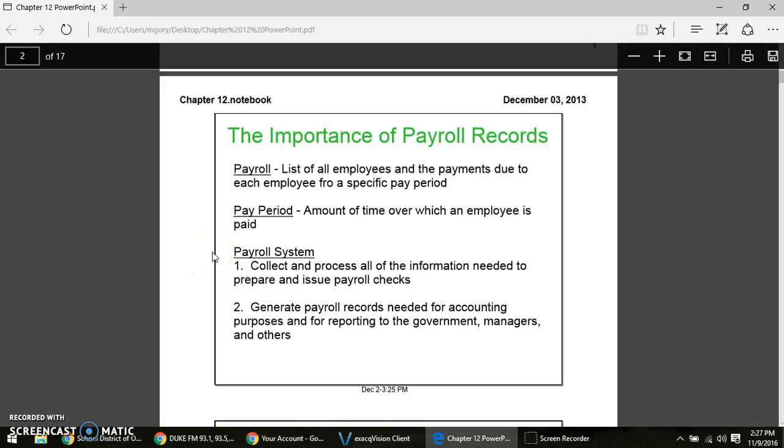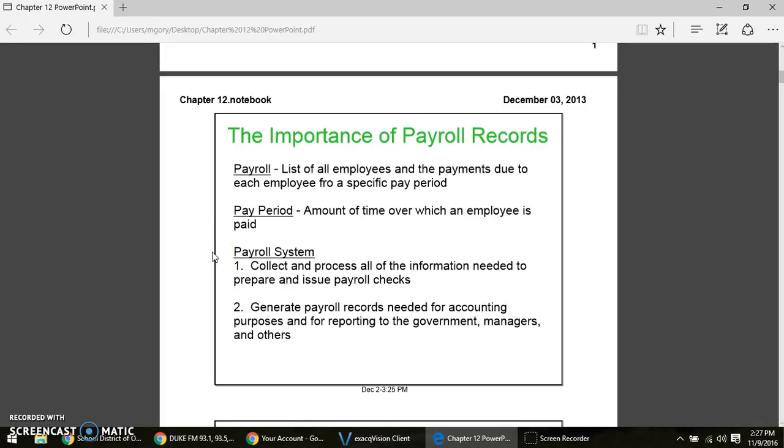Now, when it comes to the importance of payroll records from an accounting standpoint, we do have to pay our employees, and that is an expense. And so payroll is a list of all of the employees and the payments due to each employee for a specific pay period. Could be 1 week, could be 2 weeks, could be a month. Pay periods are different for every organization. They're going to do things a little bit differently, so depending upon the organization, they determine what the pay period is.